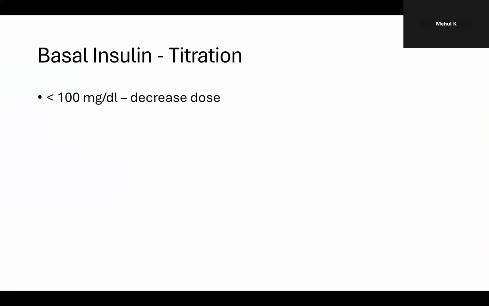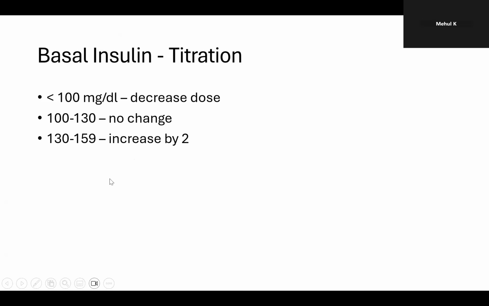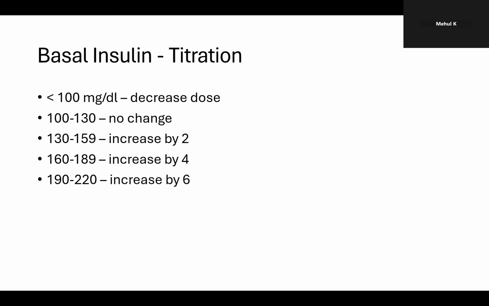So how do you actually titrate this? You look at the fasting glucose. If it is less than 100, you decrease the dose, because that is too much control. You don't need that much control. 100 to 130, you are in the perfect range, so continue with whatever basal insulin you had given earlier. Now in increments of 30: 130 to 160 you increase by 2, 160 to 190 you increase by 4, 190 to 220 you increase by 6, more than 220 you increase by 8.